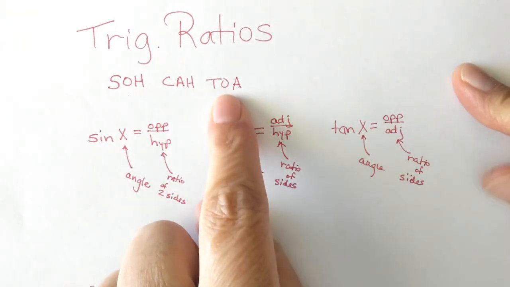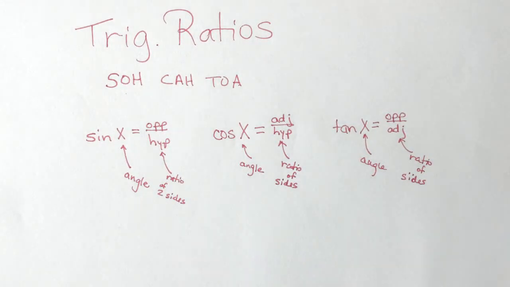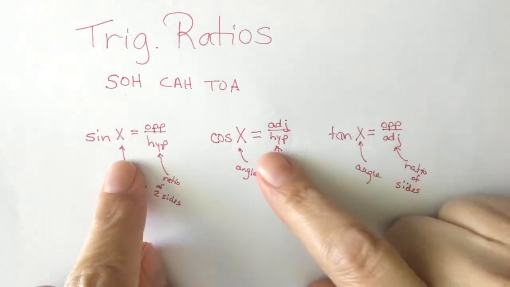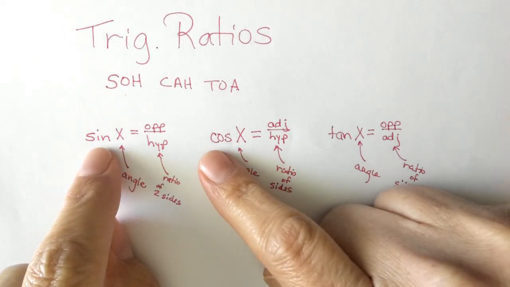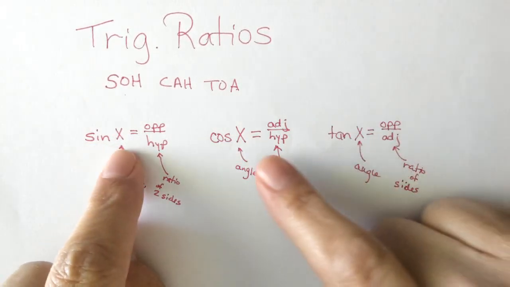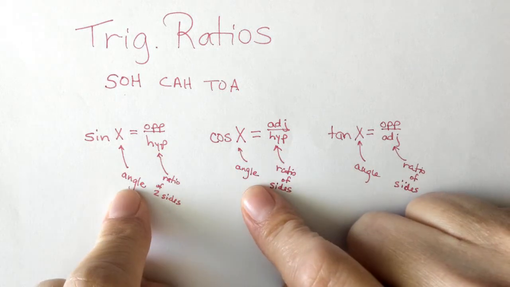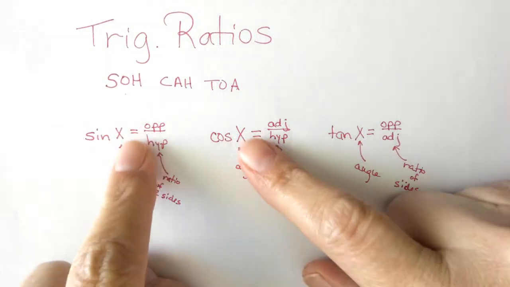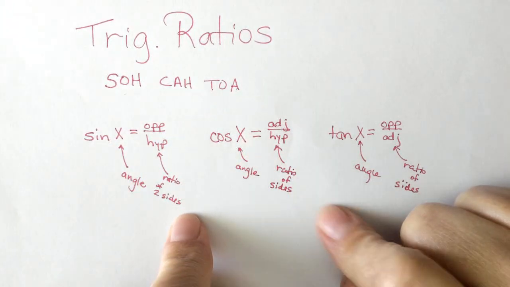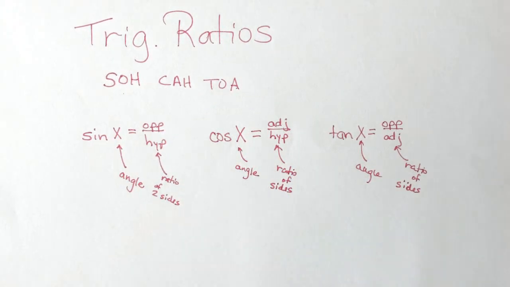SOHCAHTOA is a mnemonic device to help us keep straight which ones are which. We note that for all three of the trig ratios, all three of the trig formulas, we're doing sine, cosine, or tangent of an angle. The angle is always the input for the trig function, and it's always equal to a ratio of two sides. So the angle goes on the left side of the equation with the trig ratio name, and the sides go together on the right side of the equation.